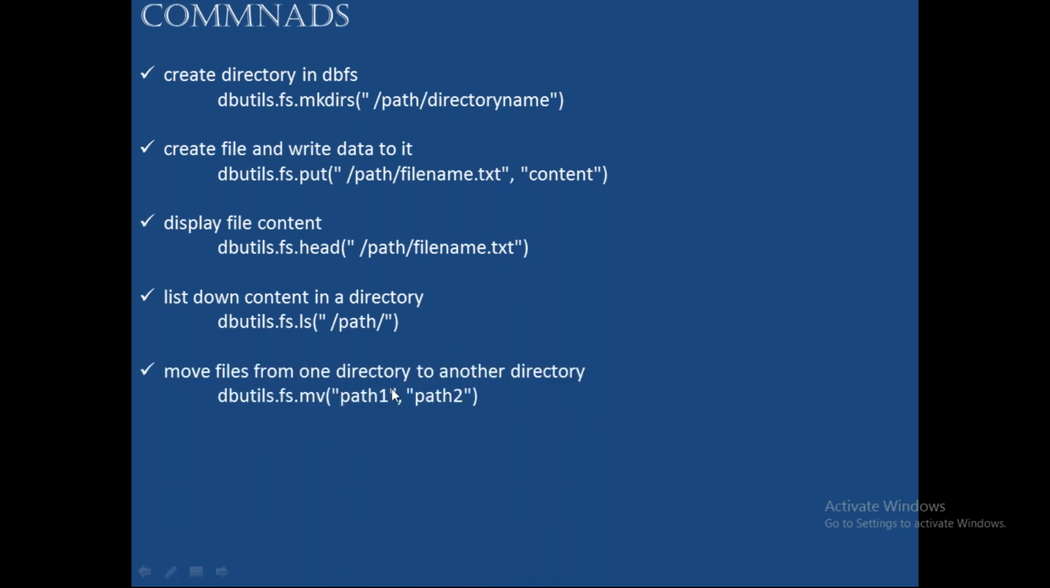Next, move a file from one directory to another directory. fs.mv, mv for moving. So path one, from which path to which path you want to move. Next, copy a file. Copy means cp, move means mv. List down means ls.